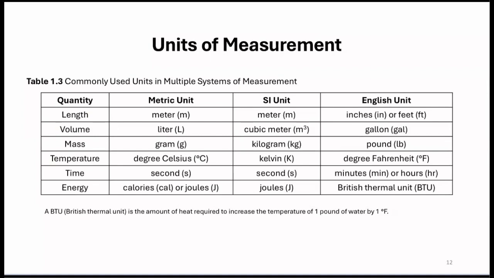Table 1.3 illustrates commonly used units in multiple systems of measurements. We can observe the different quantities, and this is just a short list. These quantities are different ways in which we can measure matter and its behavior. You can observe that here we have, for example, length, volume, mass, temperature, time, and energy. The important thing about table 1.3 is that you familiarize yourself with the terms for the units of measurement that are represented here and how they relate to the quantity that they describe.